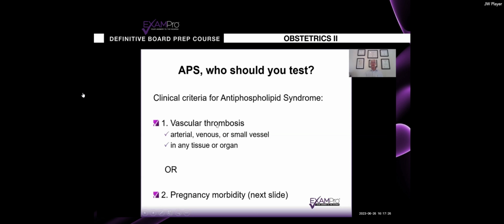So on your case list, if you have a history of DVT on your problem list, the examiners are going to be really interested in how you're managing anticoagulation during pregnancy and how you're delivering them. They also want to be sure that you tested them for APLS.